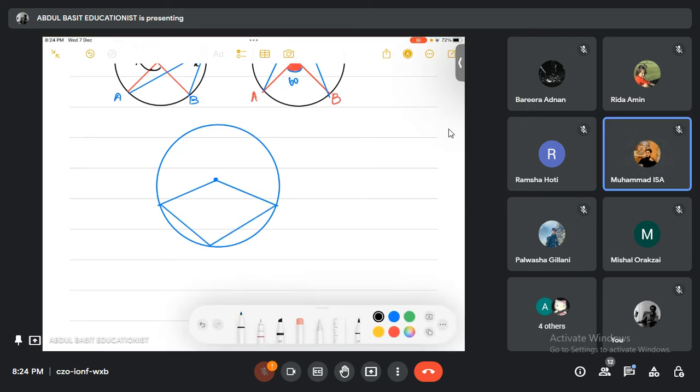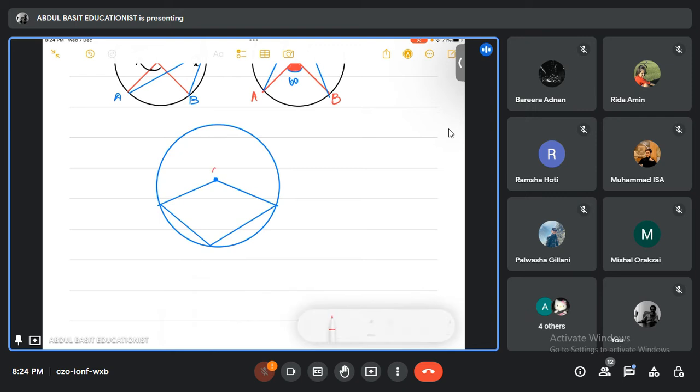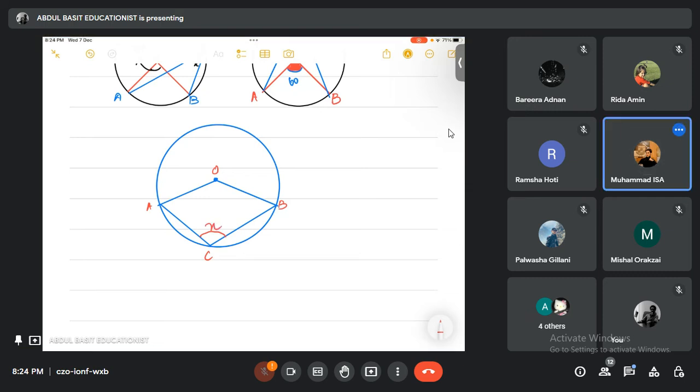Okay, let me name them one by one. For example, that point is O, that point is A, that point is B, and that point is C. Isa, if this angle is X, where would be 2X? Where would be the double?